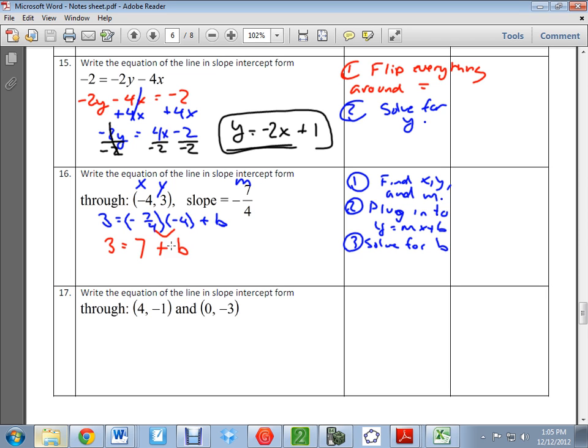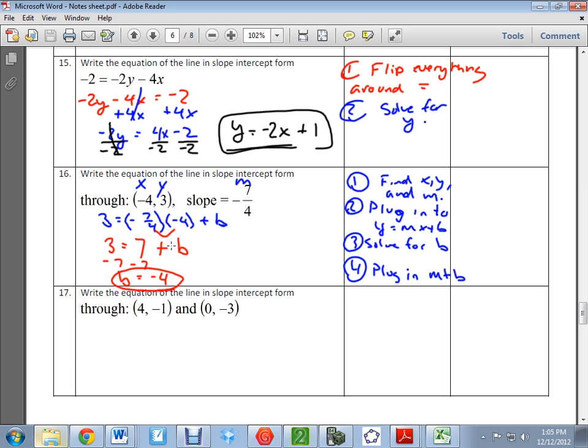Get rid of the 7 by doing what? Subtracting 7, and b is equal to negative 4. Now that is a place where a lot of people are tempted to stop because they got an answer to an equation. That's not where you stop. Once you have solved for b, you need to do the last step, which is to plug back in. So plug in m and b.